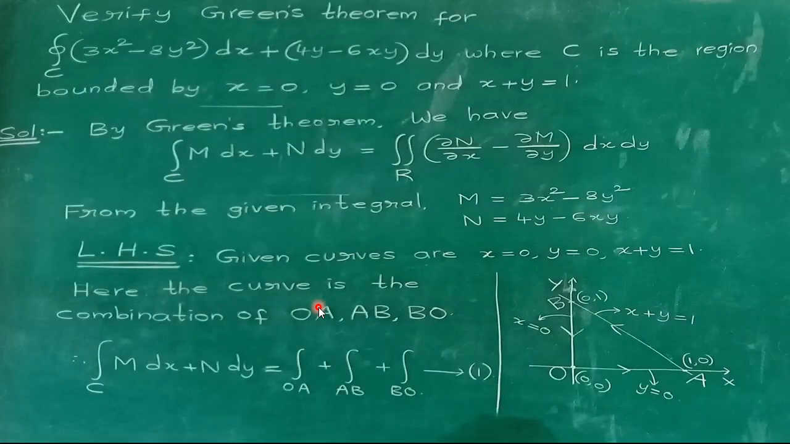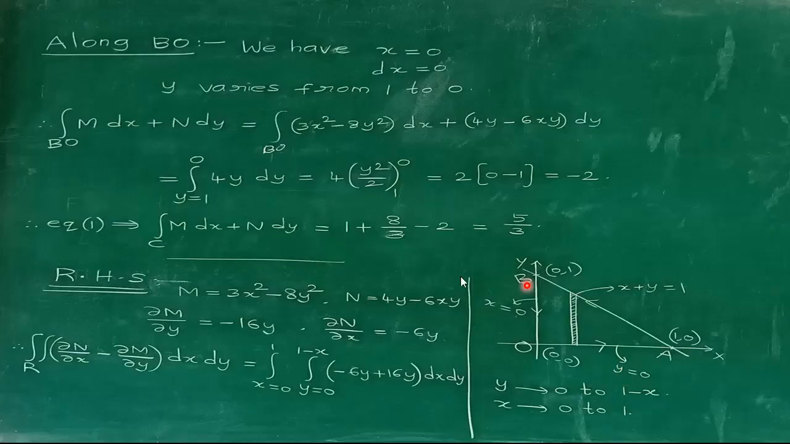Now we have to find the line integral value along BO. Along BO, what is the curve here? x is equal to 0. So x is equal to 0, and y varies from 1 to 0, right? So along BO we have x is equal to 0. x is equal to 0 means dx value is 0. y varies from 1 to 0.